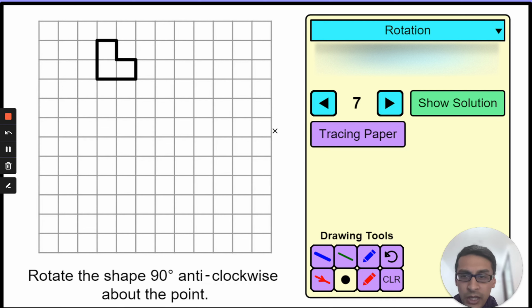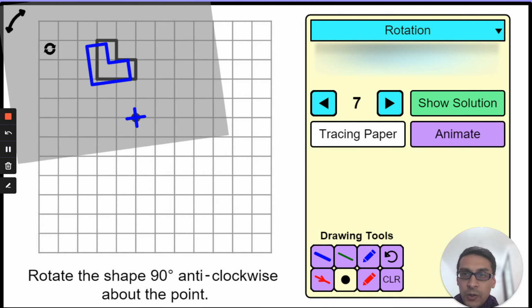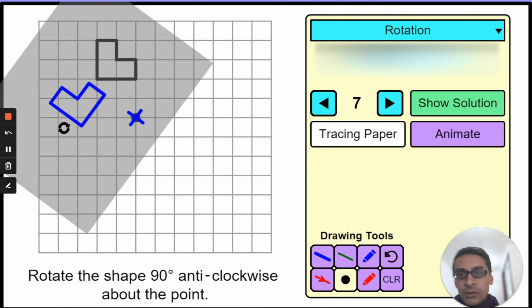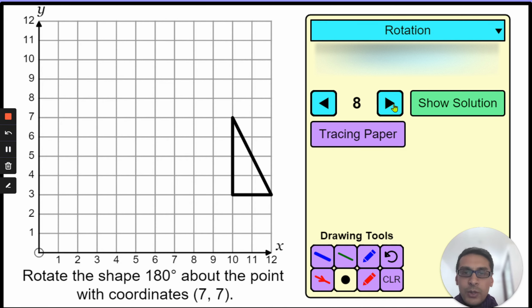So in this example here, we're going to rotate the shape 90 degrees anti-clockwise about the point. There's the point there. So 90 degrees. First thing I'm going to do is just draw the shape out on the tracing paper, and then we want to go anti-clockwise. So we're going to go left, or anti-clockwise in this case, and that's going to be 90 degrees. And that's my answer.